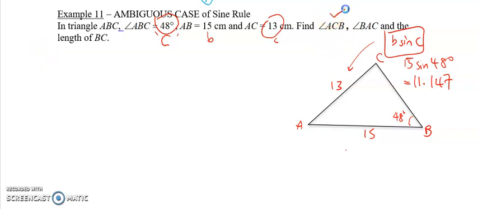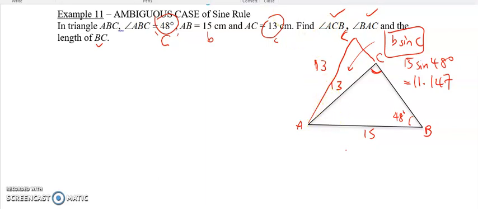We are supposed to find 3 things. If we look at the sketch here, we will see that this length 13 is possible to form another triangle. So at this point C, we can have 2 different triangles. So for the angle ACB, we can have 2 possible values.